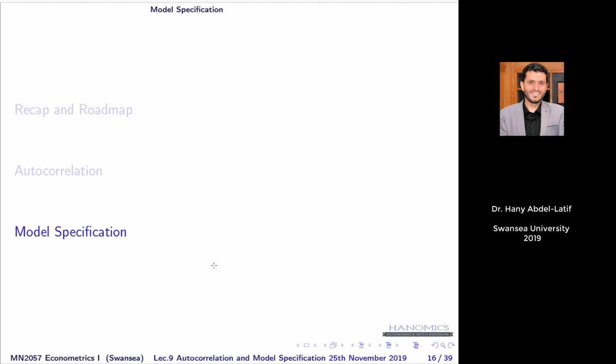Just before I move to the next topic, let me summarize what I said. Autocorrelation is one of the assumptions. We assume that the errors are not autocorrelated, so they are not correlated. This is one of the assumptions we made for OLS to be BLUE, best linear unbiased estimator. But this is not usually the case with time series. So in time series, usually you have autocorrelated errors.